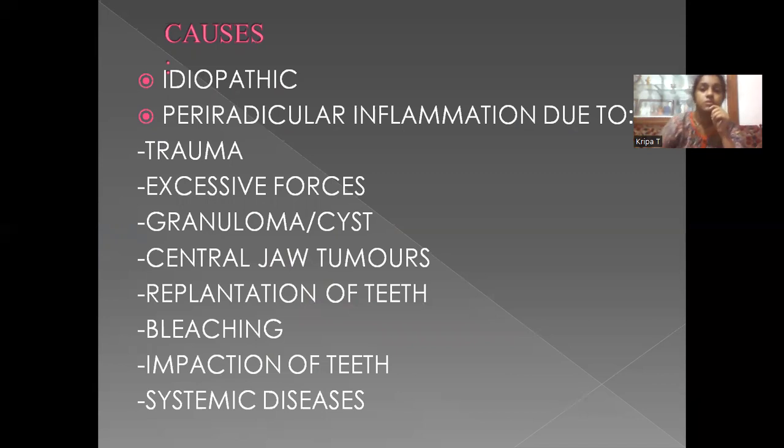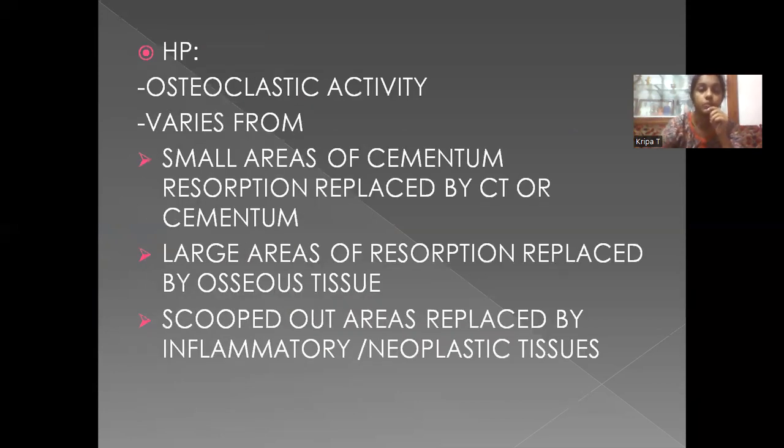The causes for external root resorption are periradicular inflammation due to trauma, excess orthodontic forces, the presence of a cyst or granuloma, some tumors. Also when the tooth has been re-implanted, bleaching has been attempted, the tooth is impacted, or some systemic problem. This can occur in an idiopathic way too. Histologically, you see osteoclastic activity is very high.